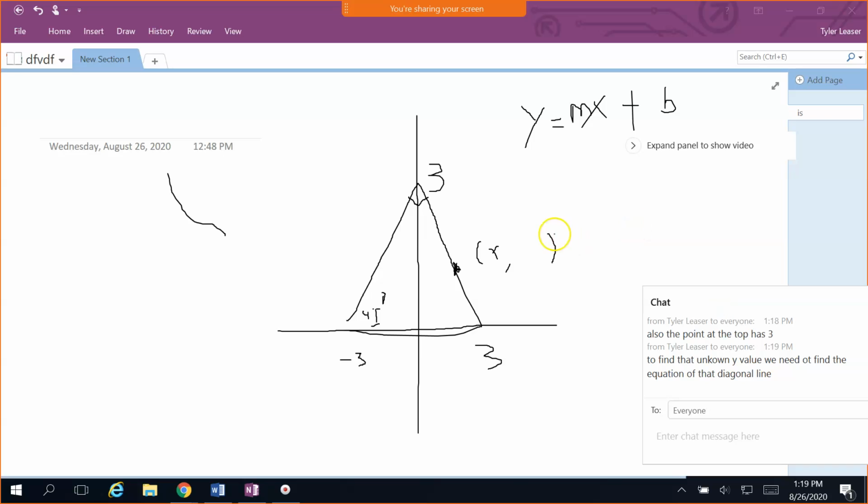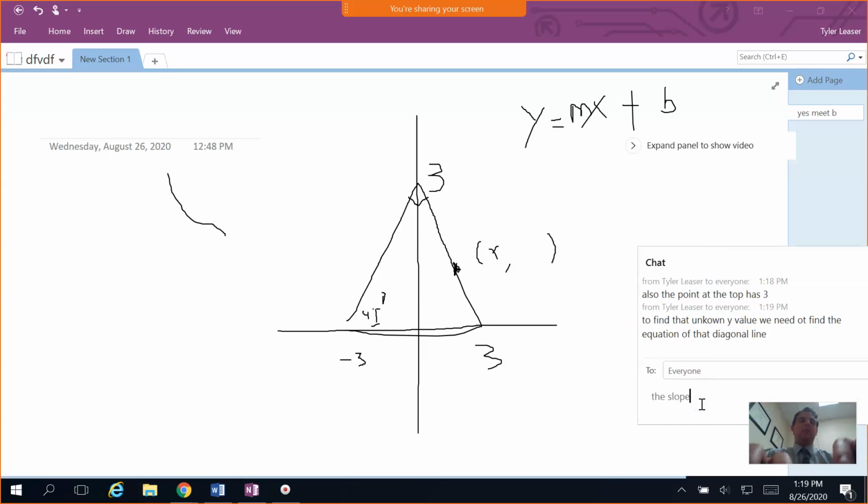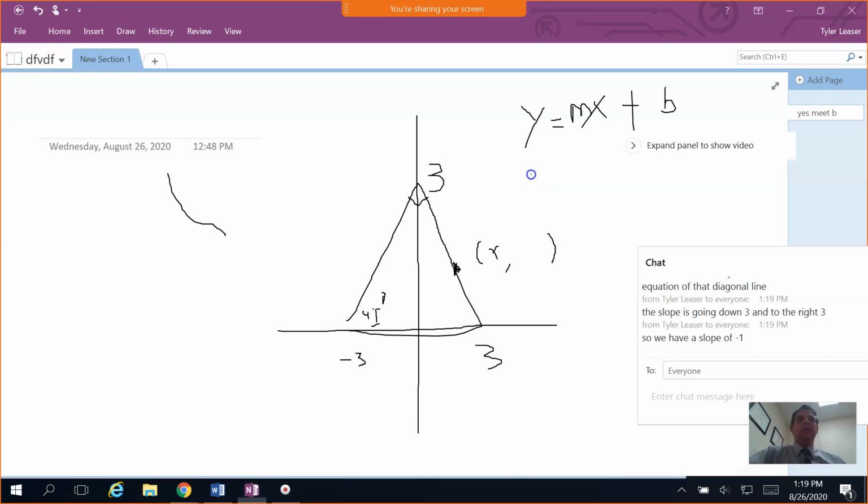So hard to draw with my mouse. So the slope for this is going down 3 and to the right 3. So we have a slope of -1. So the equation of the specific line, y, is going to be -1x. And then the y-intercept, you can just see where this line crosses the y-axis. It crosses the y-axis up there at 3. So the y-intercept is going to be 3.